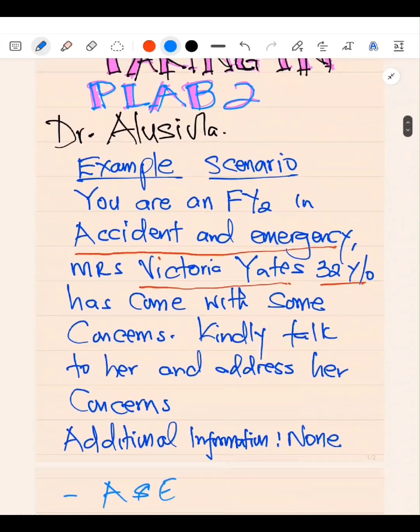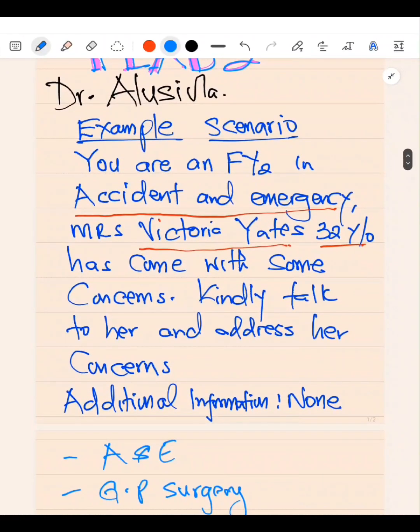Additional information, none. Now remember, this type of scenario, you will be given the scenario outside the cubicle. You will have 1.5 minutes to read the scenario, and then once you enter the room, you will have 8 minutes to clerk the patient, come up with a diagnosis and manage the patient.